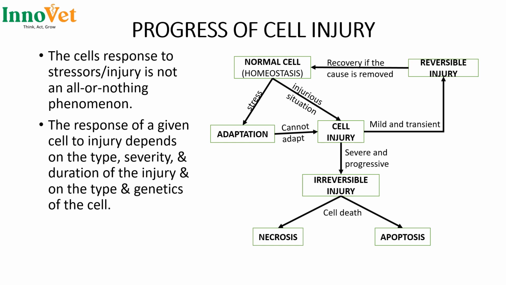Let's look at the progress of cell injury. The cell's response to stressors or injury is not an all or nothing phenomenon. What this means is that stressors or injuries, however mild, can cause injury to the cells or adaptation. So however mild the stressor or injury is, the cell will always respond to it. The response of a given cell to injury depends on the type, severity, and duration of the injury, and on the type and genetics of the cell.